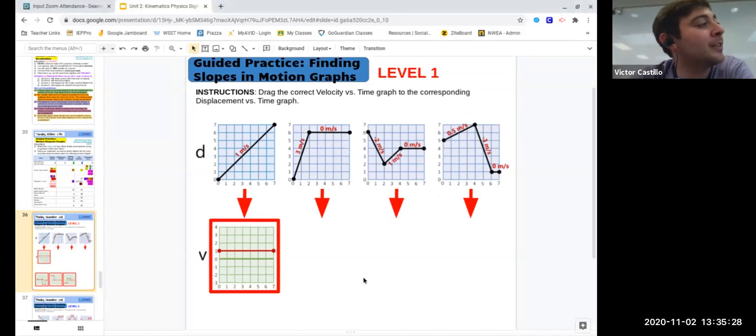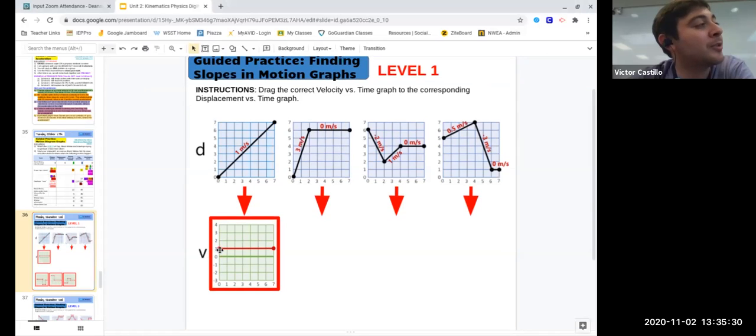We know the first one is going to be 1 meter per second throughout the whole entire time because the slope does not change. Remember, the slope for the displacement graph tells you what the velocity is. And the slope of the velocity tells you what the acceleration is, okay? So on this first one, the slope is 1 meter per second. So that means velocity is 1 meter per second throughout the whole entire graph, okay?